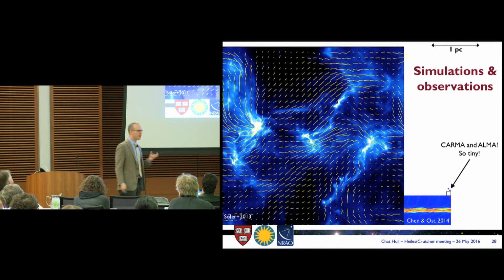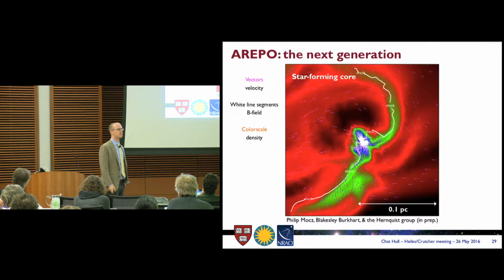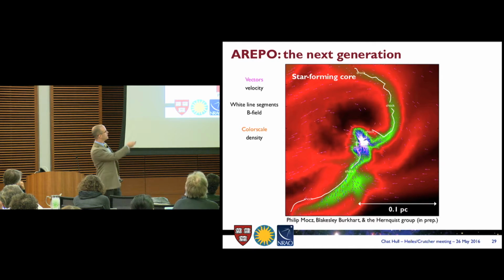So we need something at much, much higher resolution to compare with the ALMA data, and even frankly to compare with the CARMA data. And so in comes Arepo, the package that normally does cosmological simulations. This is work by Philip and Blakeslee Burkhart with the Lars Hernquist group up at Harvard, so I'm working with them. And this is just a slice.